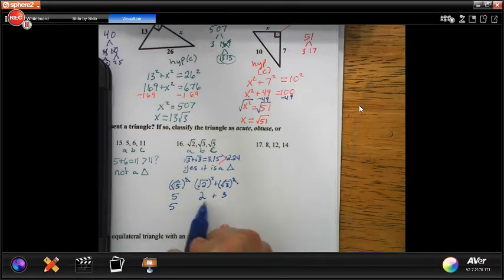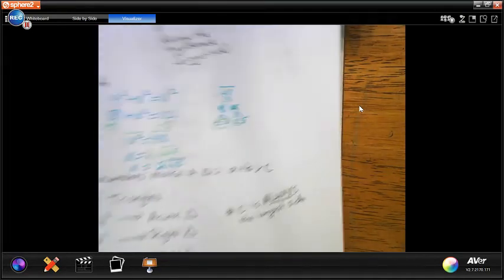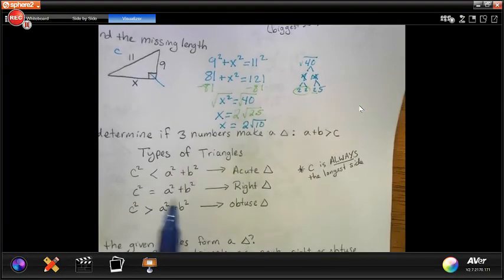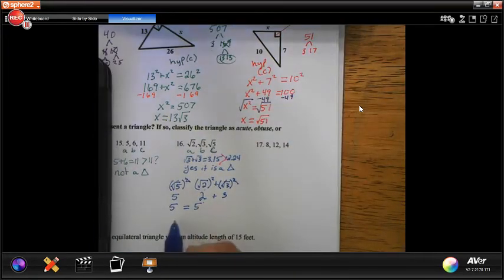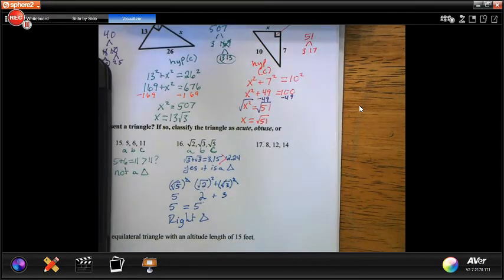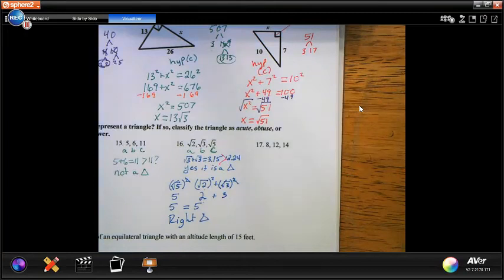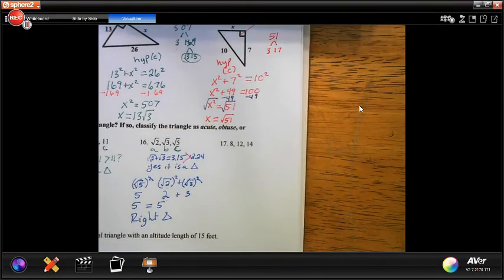So 5, and 2 plus 3 is 5, so what goes between those is an equal sign. So, equal sign. If what goes between those is an equal sign, then it's right. So, right triangle. Okay, number 17.